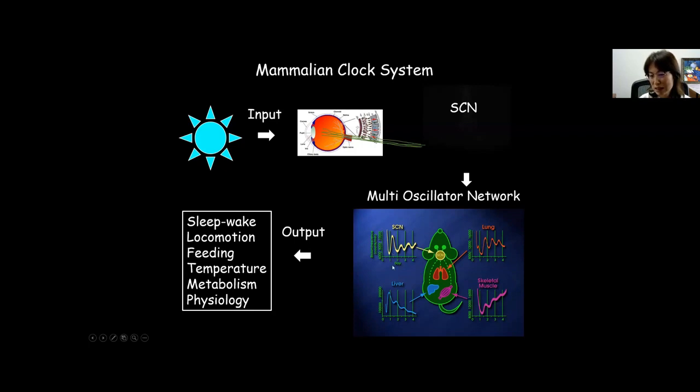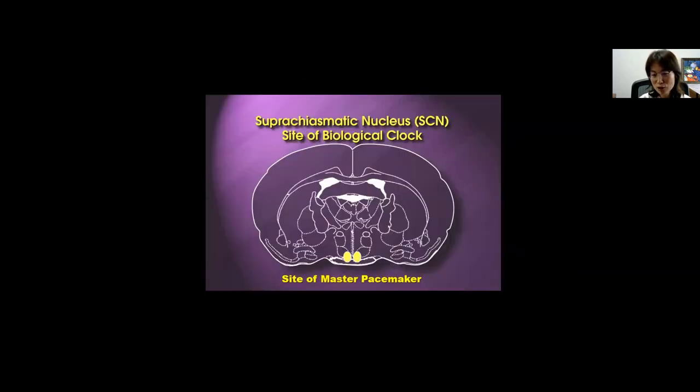So it's not only the SCN cycling, but all peripheral tissue. Under the SCN's guidance, they all go through their tissue-specific circadian cycle. And then as an output, this cycle regulates almost all physiology. So I mentioned the SCN; we believe it is the site of the master pacemaker, which regulates circadian rhythm in the brain and also in peripheral tissue.